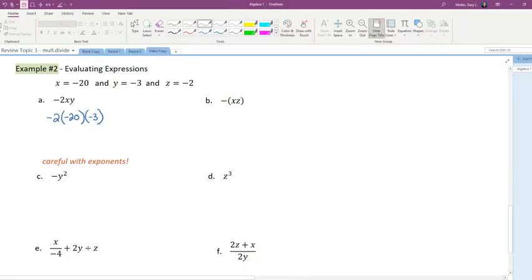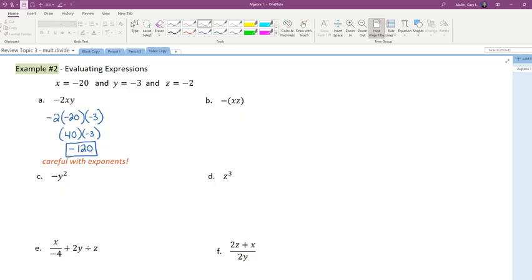So we go left to right. And so a negative times a negative is a positive. 2 times 20 is 40. So this is a positive 40 times a negative 3. And then a negative times a positive is a negative, and 3 times 40 is 120. Everything's at the same order, so we go left to right.